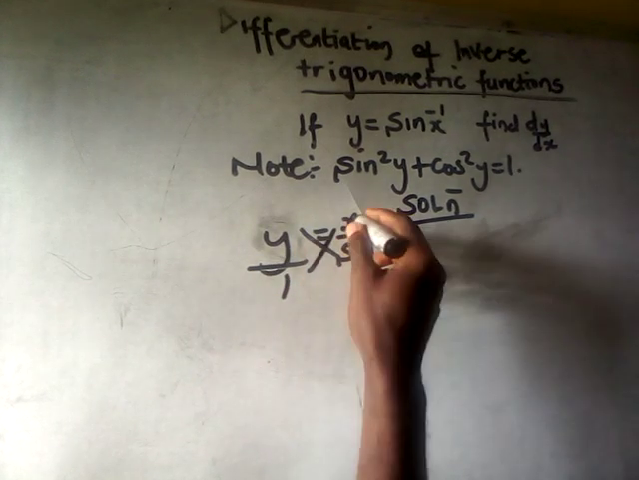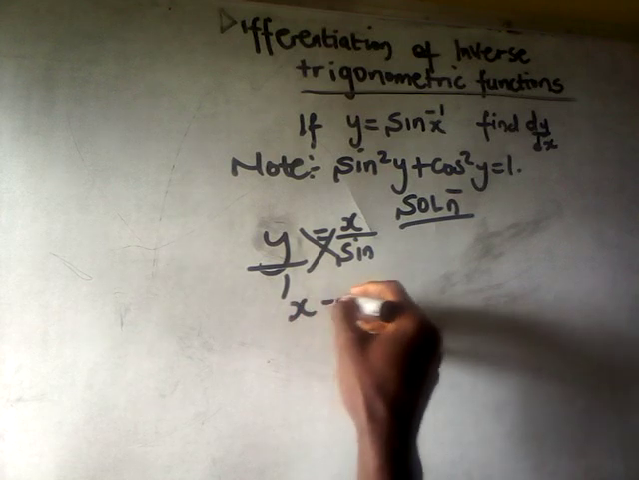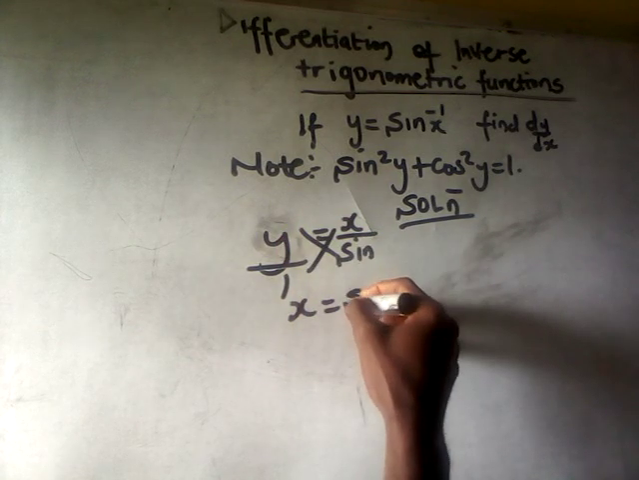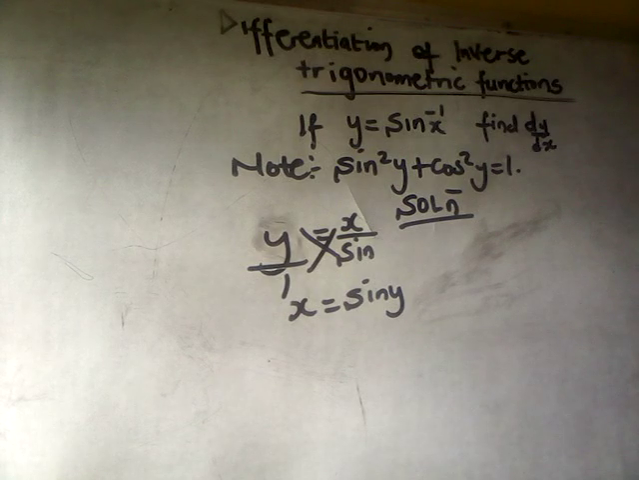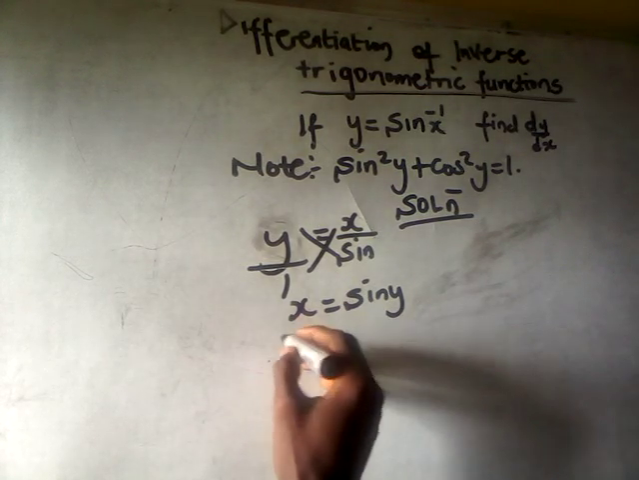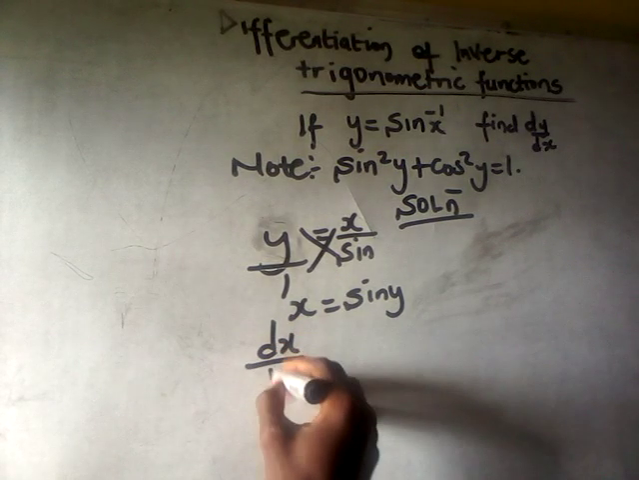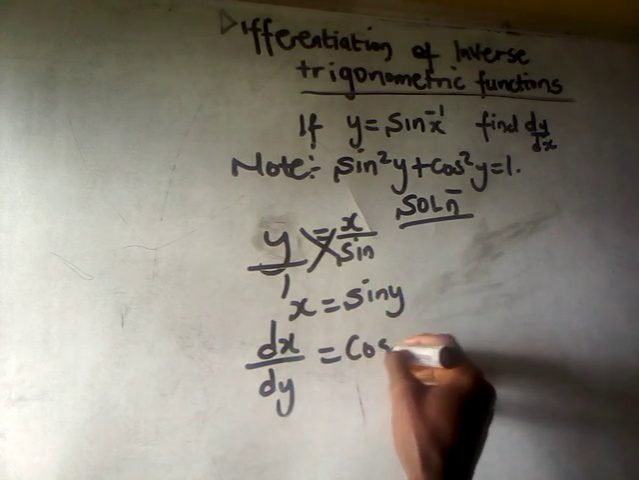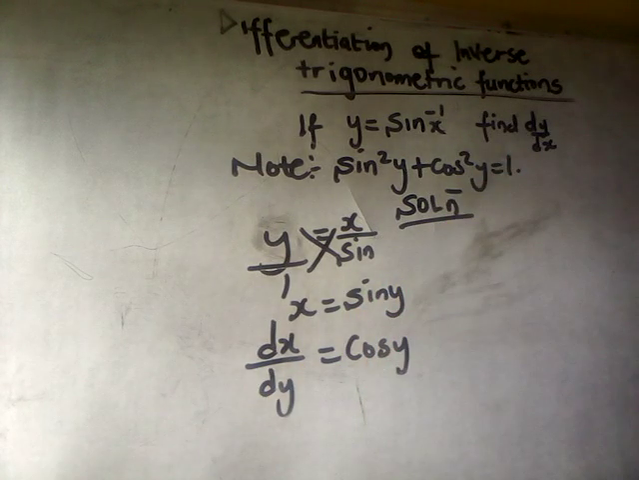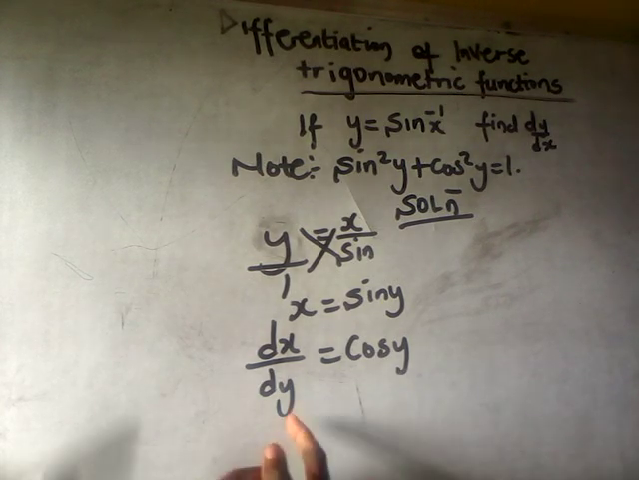The next thing is cross multiply. When I cross multiply, x times 1 is x, then sine this is sine y. You understand? So the next step is for us to differentiate with respect to x. dx/dy is equal to the derivative of sine y, which is cos y. But remember that the question was find dy/dx, not dx/dy. So that means that it is the inverse.